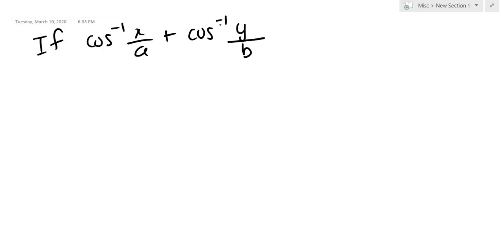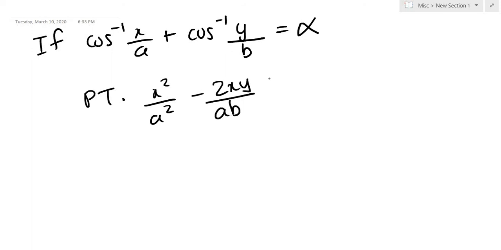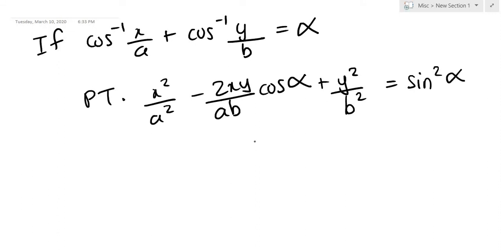Now the next question is of inverse trigonometric functions. So it goes like this: if the cos inverse of x by a plus the cos inverse of y by b equals alpha, then we have to prove that x squared by a squared minus 2xy by ab times cosine of alpha plus y squared by b squared is equal to the sine squared of alpha. We need to prove this.